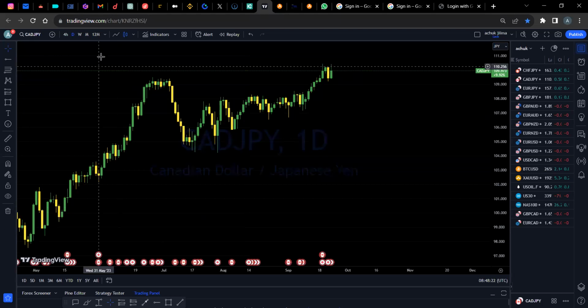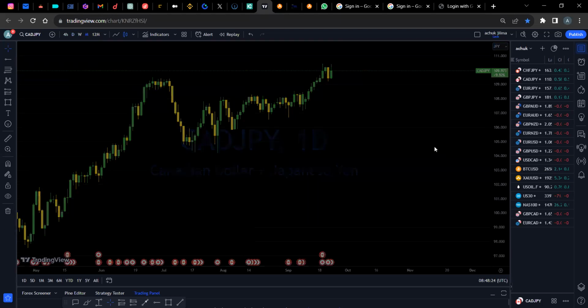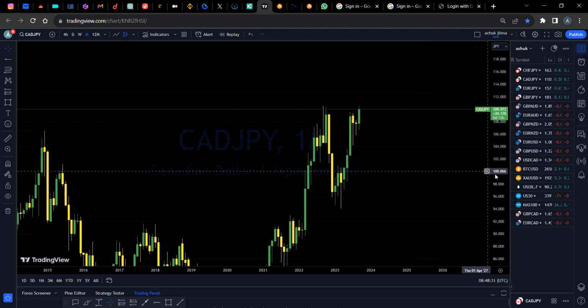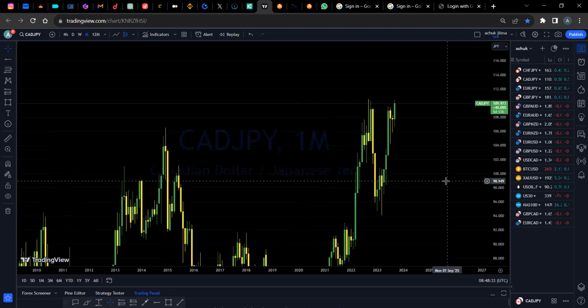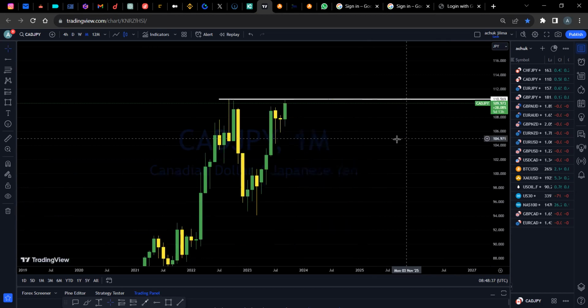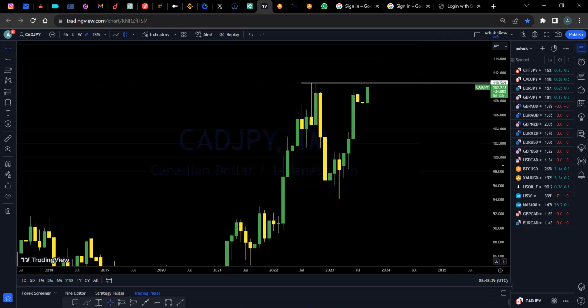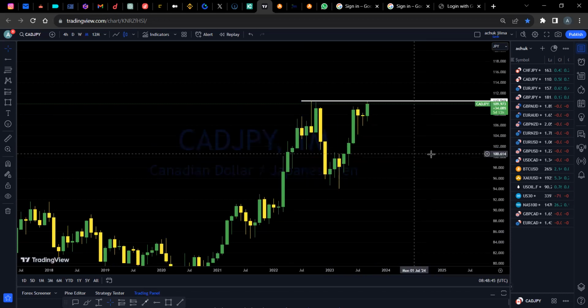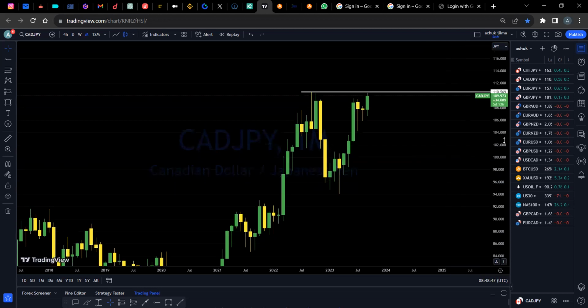Okay, let me remove all my levels. Looking at it from the monthly chart, this pair is at a very, very critical level, very nice price action. So we want to be watching it closely. If you look at that, this is our resistance area, or what you would call your double top area, your supply area, your pattern area, all of that combination of things that you can do.